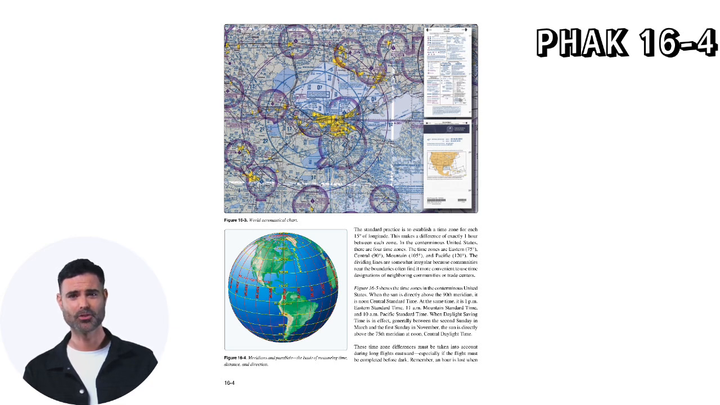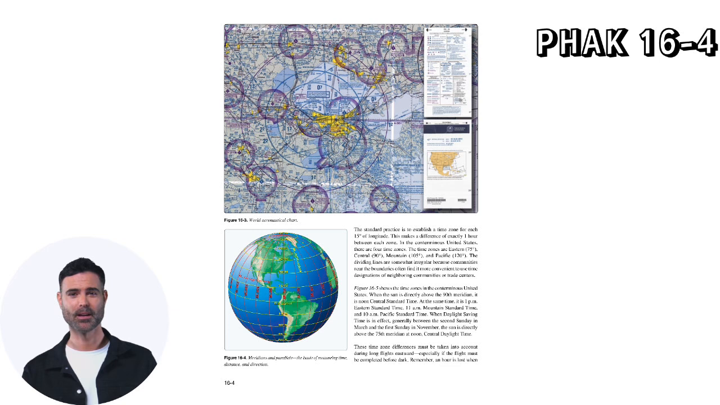In the conterminous United States, there are 4 time zones. The time zones are Eastern 75 degrees, Central 90 degrees, Mountain 105 degrees, and Pacific 120 degrees. The dividing lines are somewhat irregular because communities near the boundaries often find it more convenient to use time designations of neighboring communities or trade centers. Figure 16.5 shows the time zones in the conterminous United States.